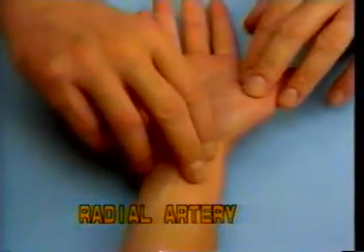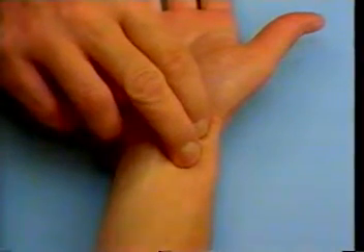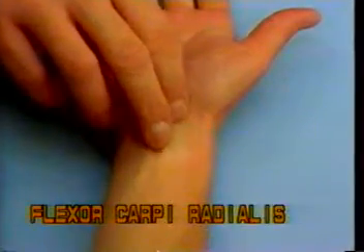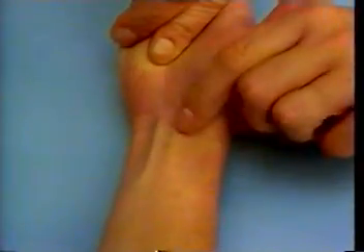Radial artery. Locate the radial artery on the volar radial aspect of the wrist. Flexor carpi radialis. On the ulnar aspect of the radial artery, the tendon of the flexor carpi radialis can easily be palpated by having the patient flex the wrist against resistance.